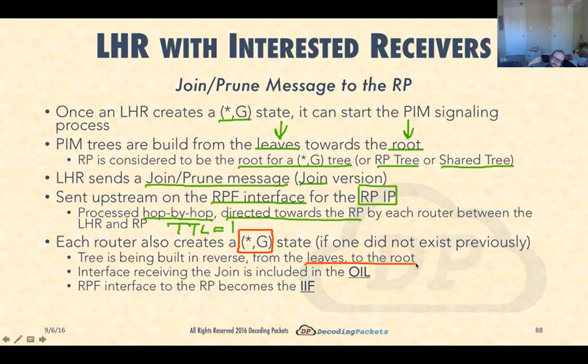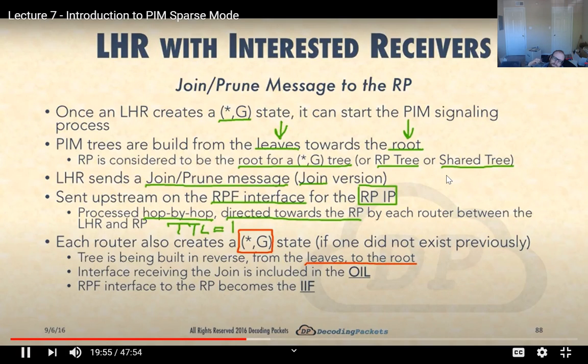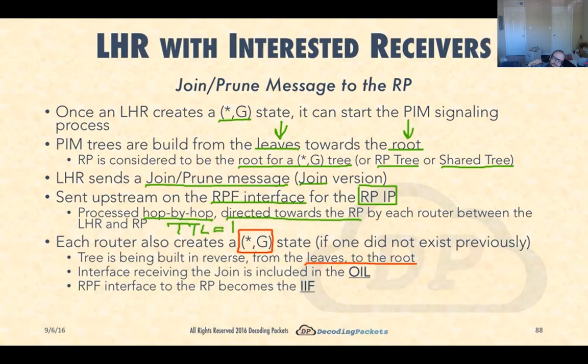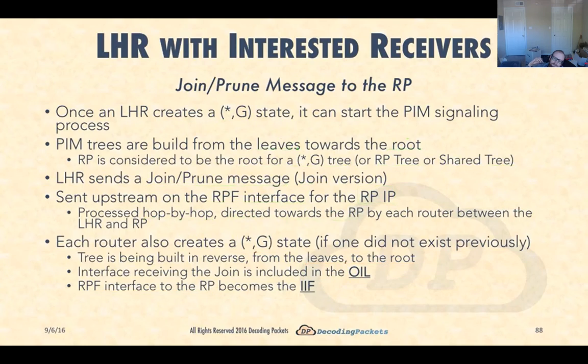And for that, the interface that receives the join. We'll see this on the next slide, but on the middle router, the router that's next hop to the last hop router, the interface that receives the join will be added to the OIF, or the outgoing interface. And the RP interface, where the router is going to further relay this message, that RP interface to the RP becomes the incoming interface, or the IIF. Put those things combined and then create this tree.